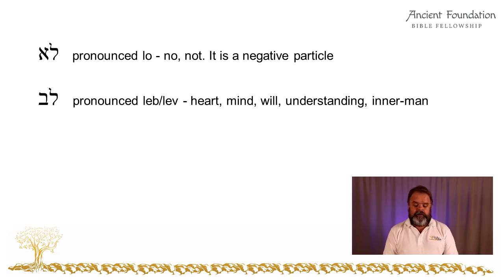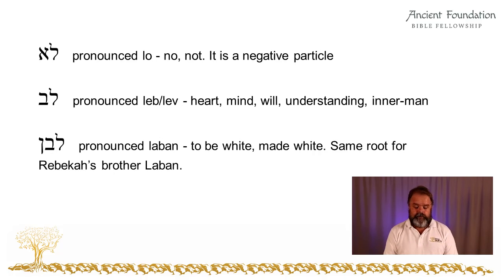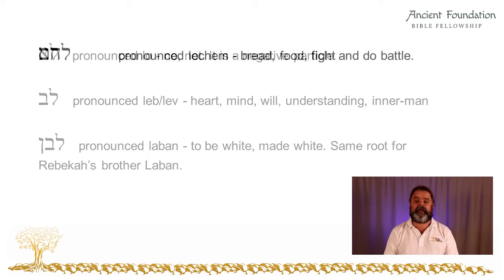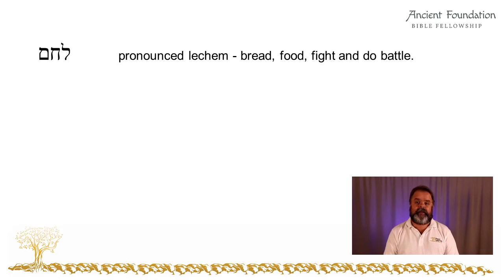The next word is pronounced Laban, and it means to be white or made white. This is actually the same three-letter root used for Rebekah's brother Laban. Another Hebrew word is pronounced lechem, and it means bread, food, and it also means to fight and do battle.